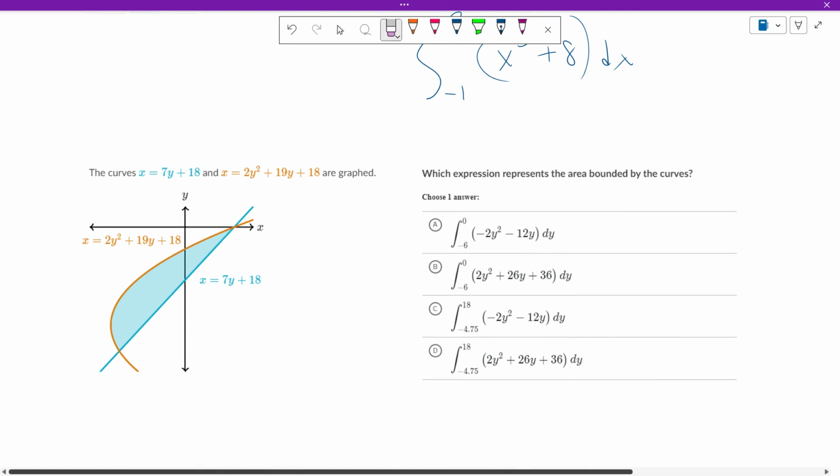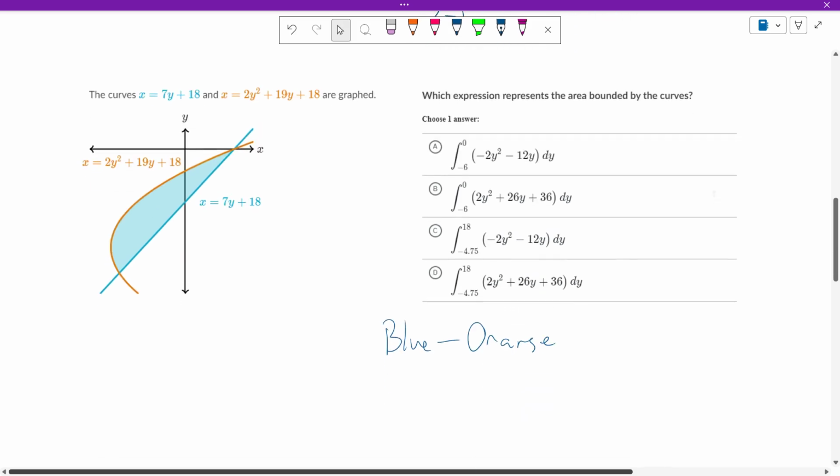This one. Now, I would say we should go from the right to the left on this. Okay? Which of these make sense from going from the right to the left? So we have to go blue minus orange. The blue is 7y plus 18. The orange is 2y squared plus 19y plus 18.